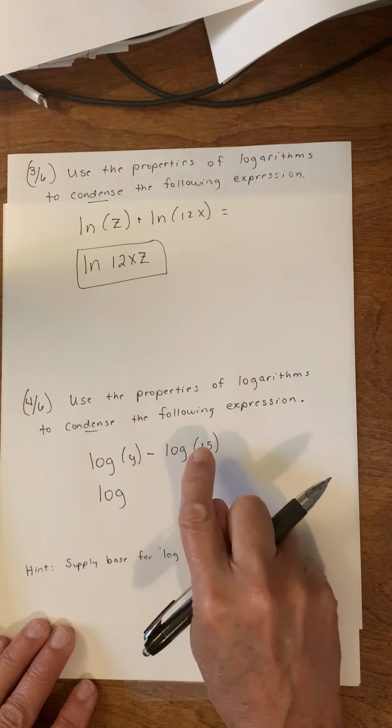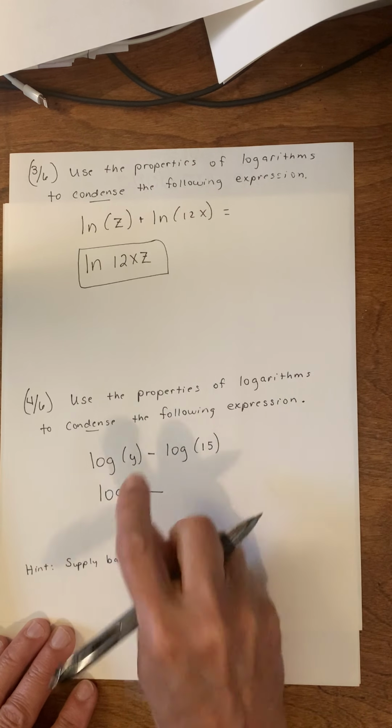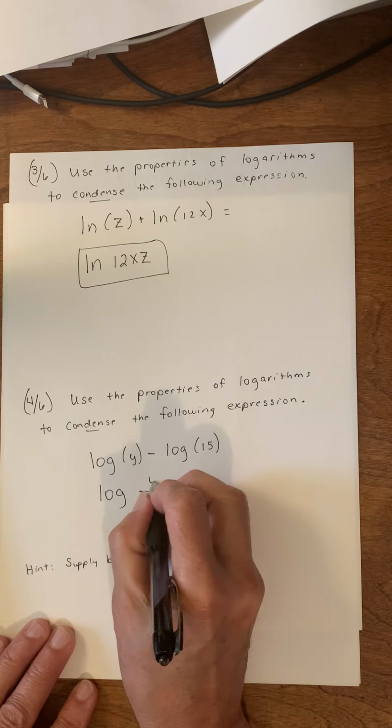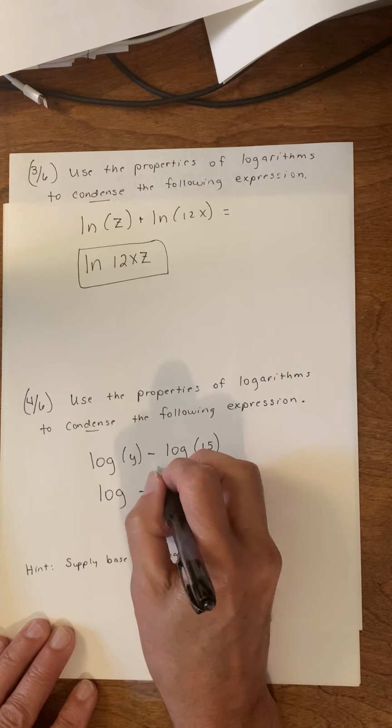This is my numerator. This is my denominator. Y over 15. And that's it.